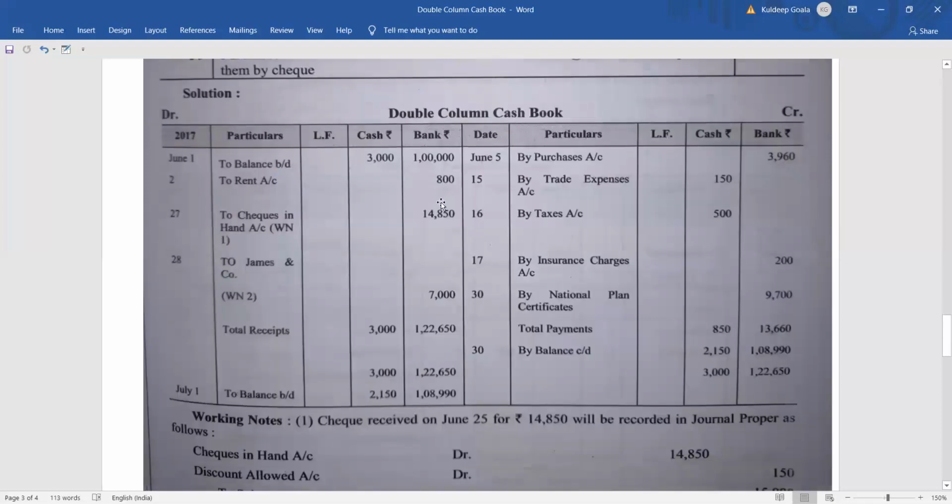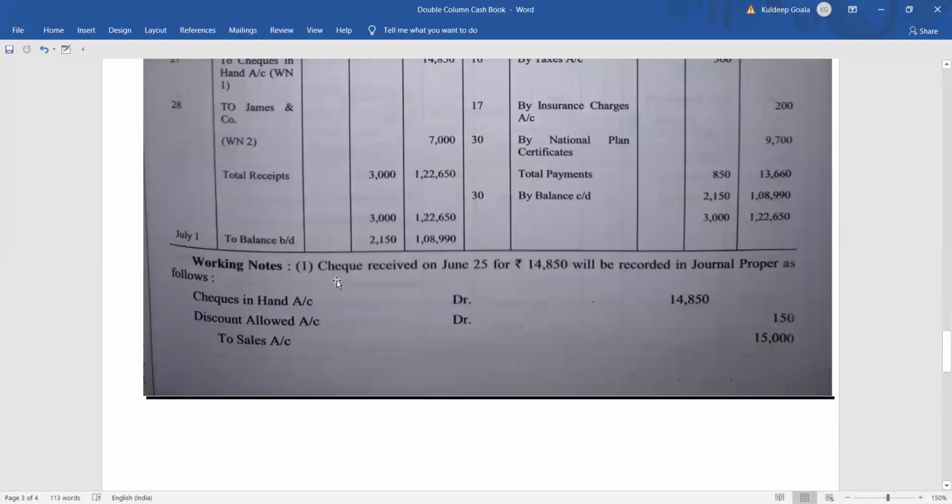Okay, so it will not come here. You will have to show it in the notes here. Note number 1, check received on June 25. Check in hand account debit 14,850. Discount allowed account debit 150. Here this debit amount will come here. Okay, not there. To sales account 15,000. Clear?